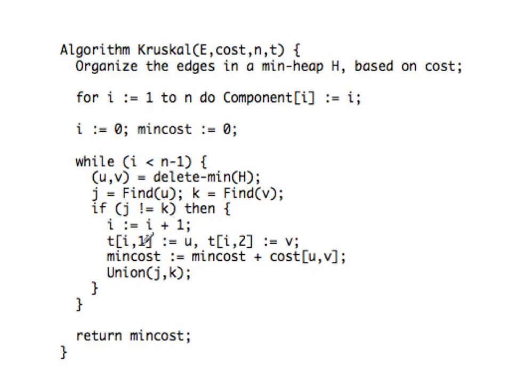We will update the tree itself to have endpoints u and v. We will update the cost by the cost of this new edge, and now we will merge the components. We will take the union of the component j containing u and the component k containing v, and we will get one single component which contains all of j and all of k. So we do this until we have added n-1 edges. When we have added n-1 edges, we know that we have constructed a tree, and by the property that we are only adding edges across components, we know that we have added no cycles, and at the end we return the minimum cost.